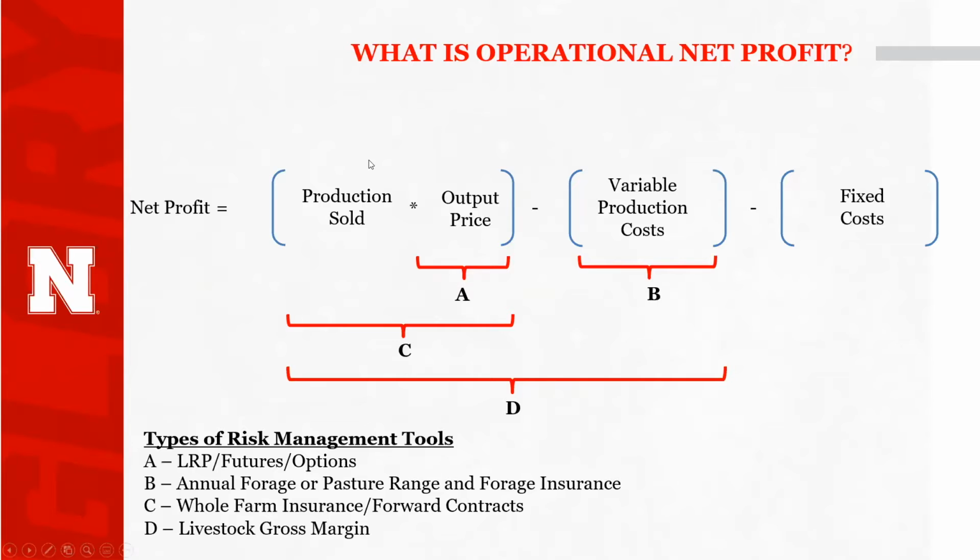We do that transfer in the form of risk management tools. Specifically, what we're going to focus on today is this bracket A, output price. So if we take total pounds of production times our output price, this gives our operational gross revenue. And so we're going to talk about what are some ways that we can prevent output price from falling.